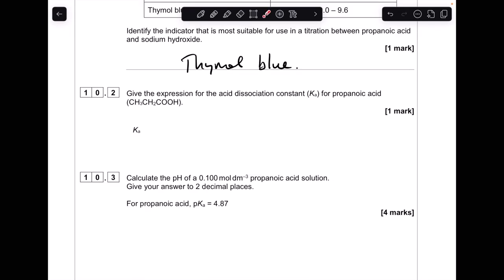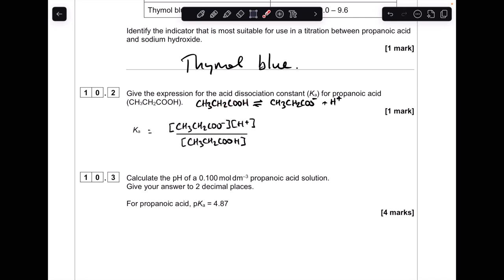Moving on to part 2, got to give the expression for the acid dissociation constant for propanoic acid. So the best way to explain it is to start with the dissociation equation, which looks like that. And remember, Ka is the equilibrium concentrations of the products multiplied together divided by the reactant. So there's that there, and just make sure we're using square brackets because that denotes equilibrium concentration.